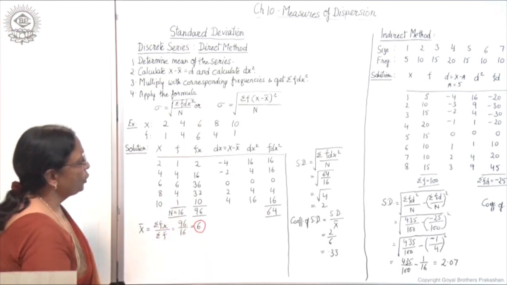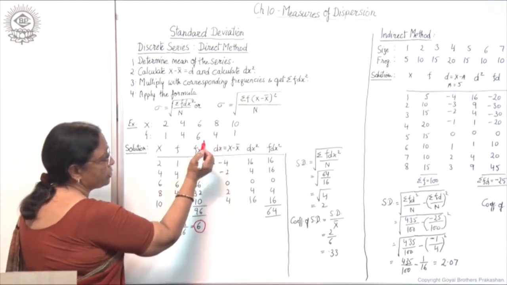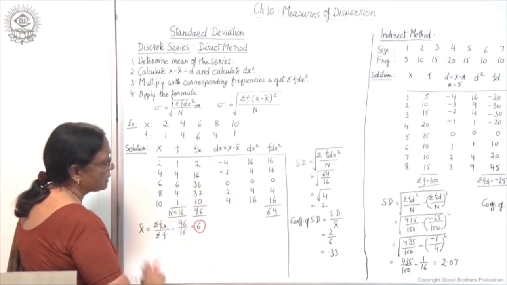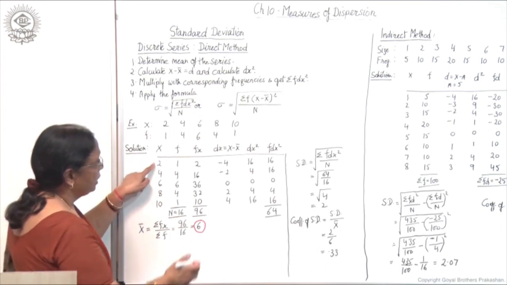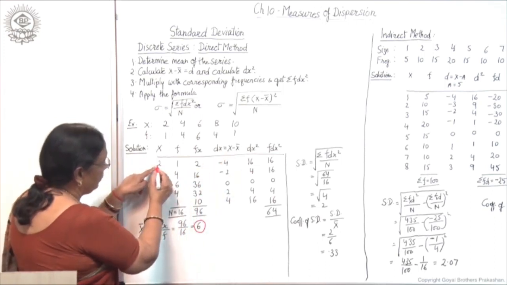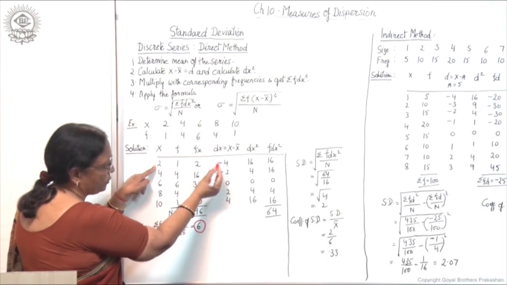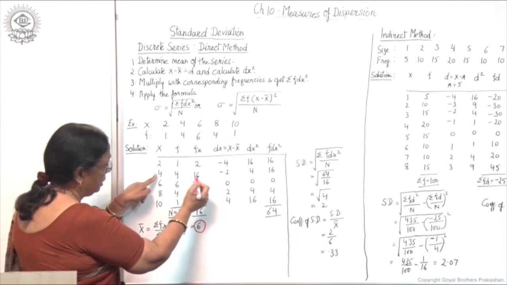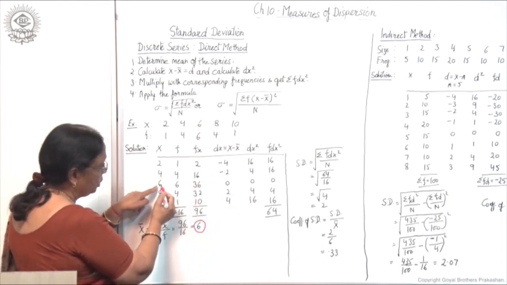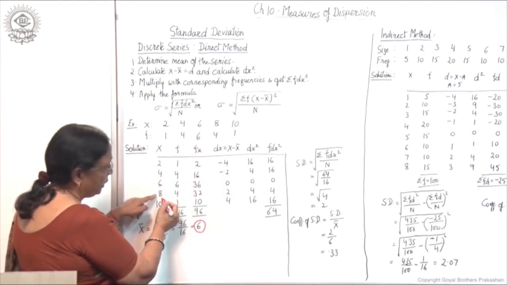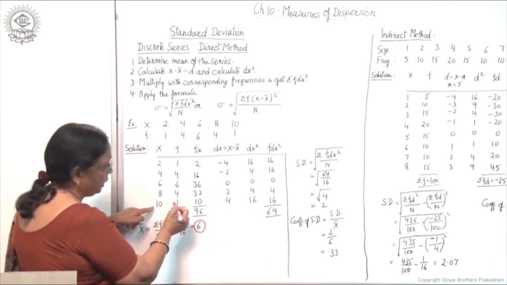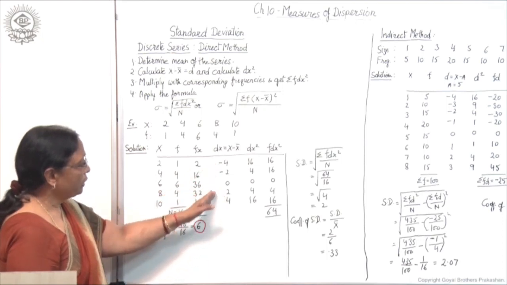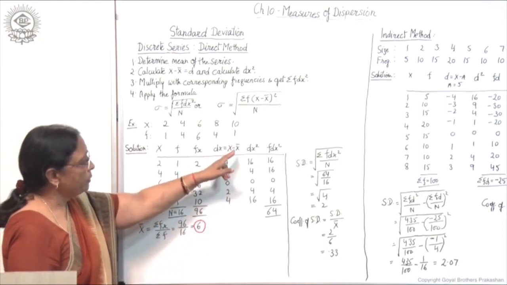Now, next step is you have to take out the deviations. Deviations are x minus x bar. X bar you have calculated, that is 6. X minus x bar: 2 minus 6 is minus 4, 4 minus 6 is minus 2, 6 minus 6 is 0, 8 minus 6 will be 2, 10 minus 6 will be 4. So, you will calculate the dx column, that is x minus x bar.